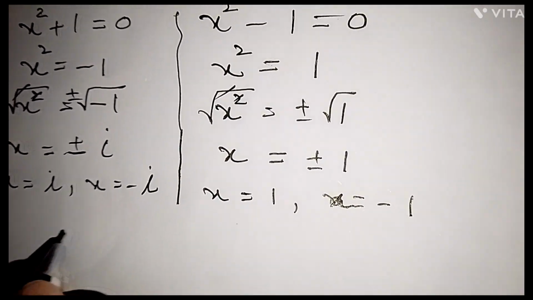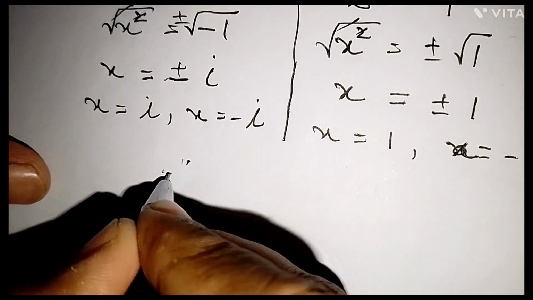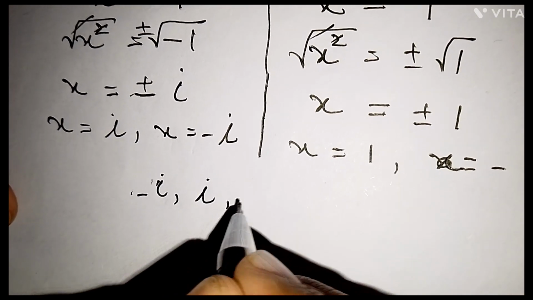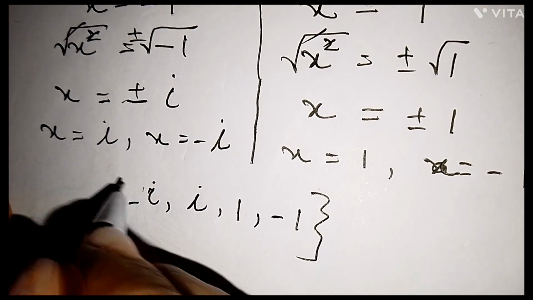Now we have four roots, which are minus iota, plus iota, plus 1 and minus 1. These are the fourth roots of unity.